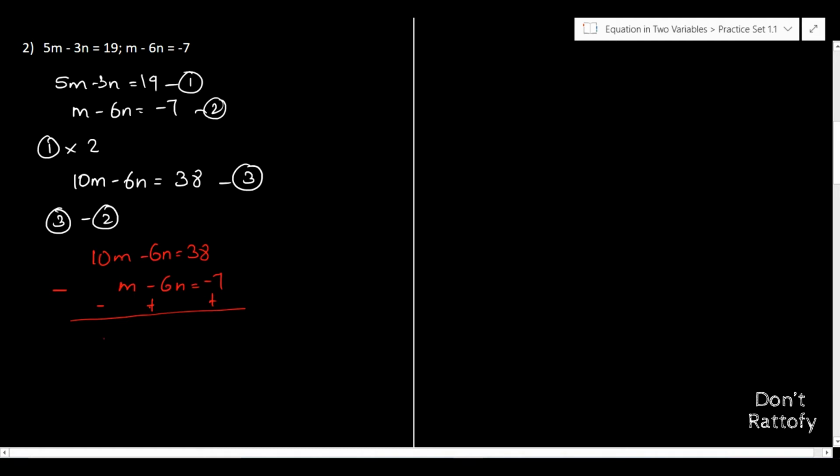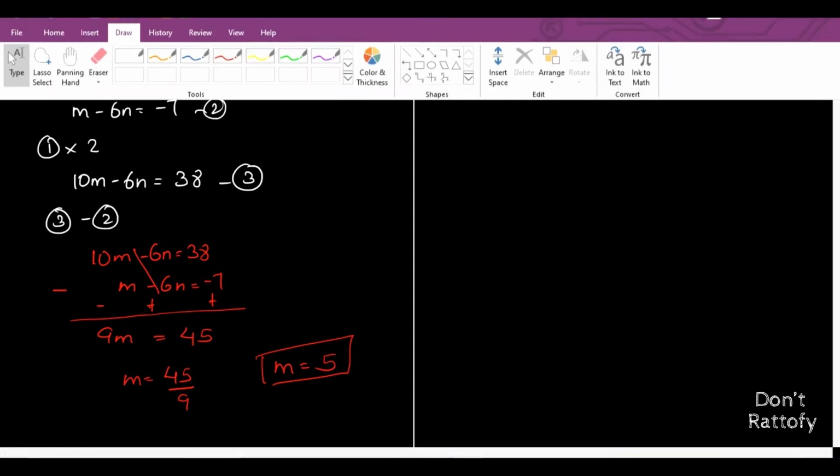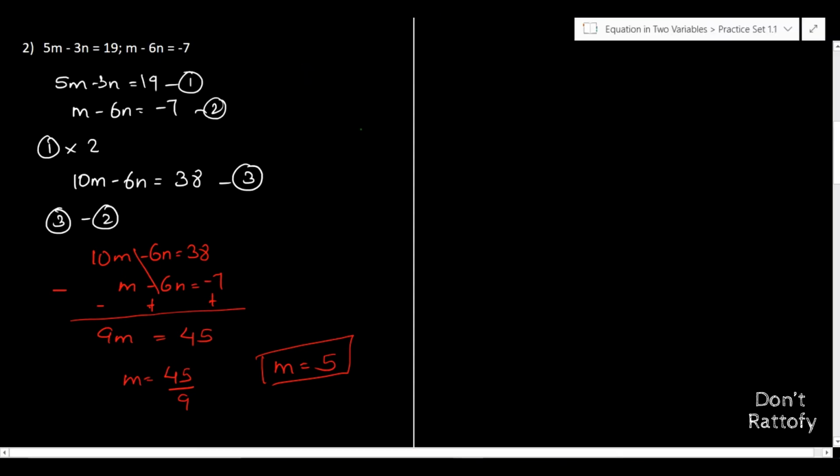So 10 minus 1 is what? 9m, plus and minus 6 is 0, it will be cancelled out. 38 plus 7 will be 45. Okay, so I have 9m is equal to 45. If I take the 9 on the right hand side, it will be m is equal to 45 divided by 9. I have m is equal to 9 5s are 45, so I have m is equal to 5. So what we did is we eliminated the variable n and we solved it to find the value of m.